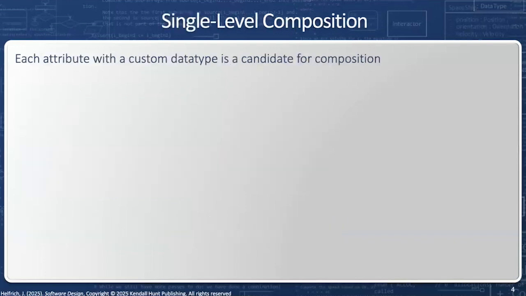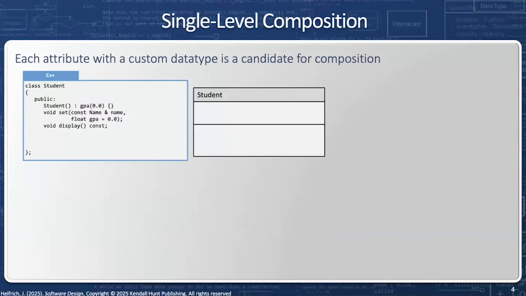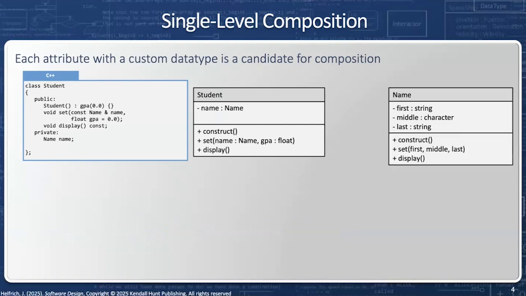Well, let's try something slightly more complex. I'm going to have my class called student, and a student is going to have three public methods, a constructor, a setter, and a display. Okay. I'm also going to have a private name. Now, notice name is not a built-in class. I defined it myself. So therefore, I'm going to have my name class from before.